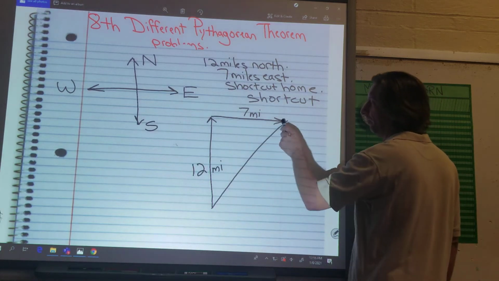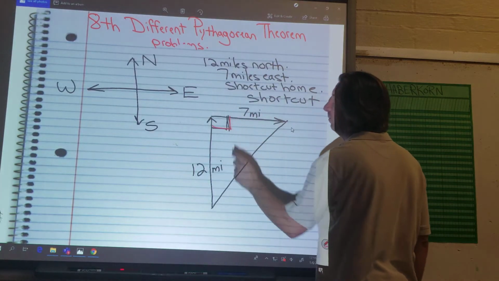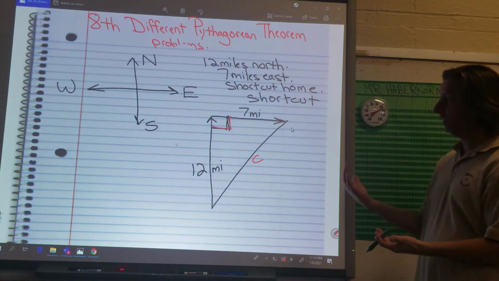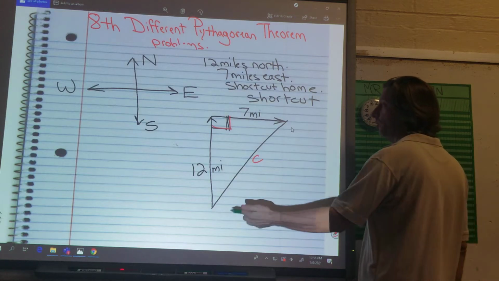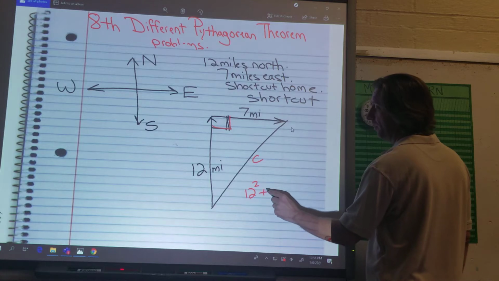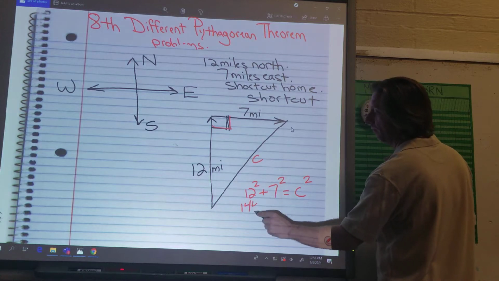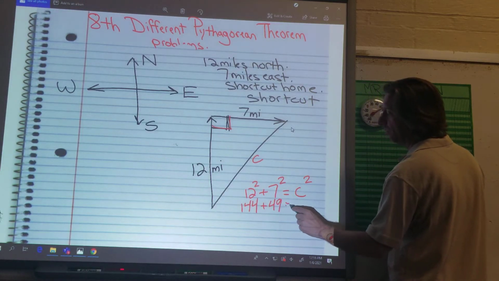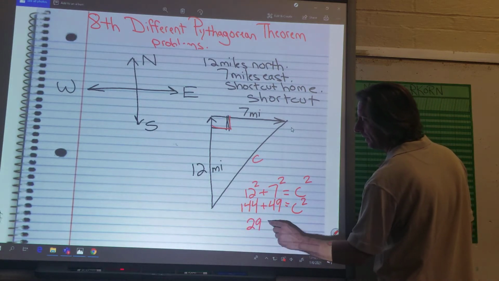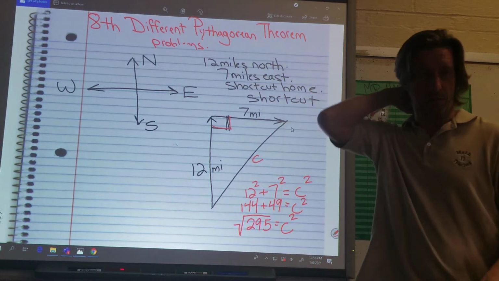Well, what do we have here? A right triangle, just like we had before. Here's your right angle, and then here's your shortcut. That's the hypotenuse, the C. So that just gives you an idea: you actually have to draw a picture when you see things like this. So 12 squared plus 7 squared equals c squared, right? 144 plus 49 equals c squared. 295 equals c squared. Then we find the square root of that to get rid of the squared.